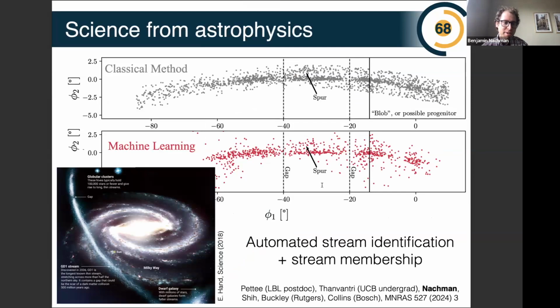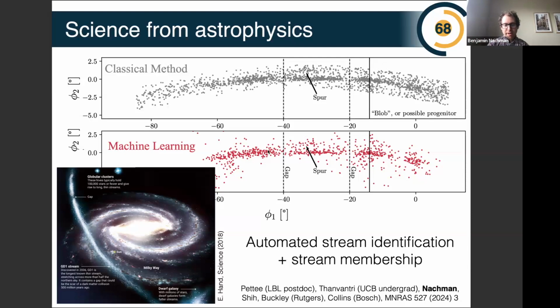So here's an example using a particular stream called GD1. The top row is a classical method for finding it. This is a patch of the sky rotated to make it horizontal, and the stars here are the ones selected by the classical method. Basically it has a bunch of interesting features in the distribution of stars. And these features are very interesting to astronomers because they tell you about the various properties of the protogalaxy and of the distribution of dark matter.